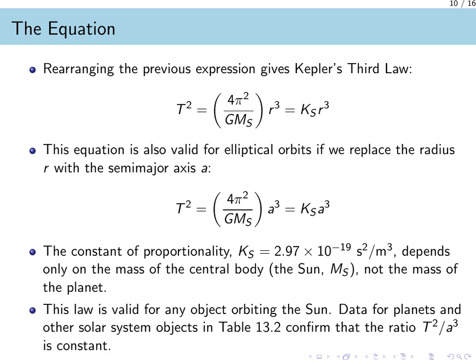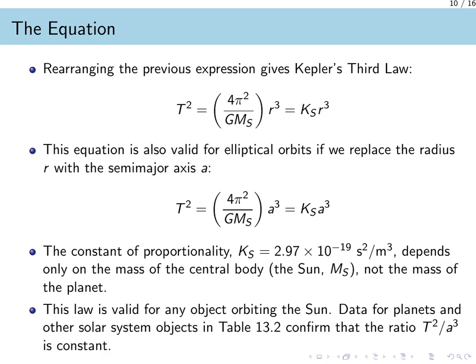You can think of the semi-major axis as the average distance between the planet and the Sun. With this change, the law becomes the orbital period squared equals a constant k sub s times the semi-major axis cubed. This constant of proportionality, k sub s, is determined by the mass of the central body, which for our solar system is the Sun. Its value is approximately 2.97 times 10 to the power of negative 19 seconds squared per meter cubed. Crucially, this constant does not depend on the mass of the orbiting planet.